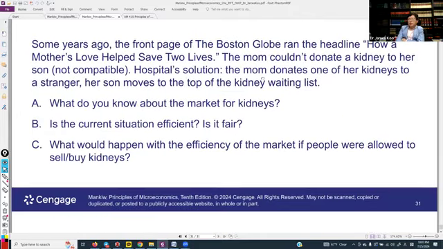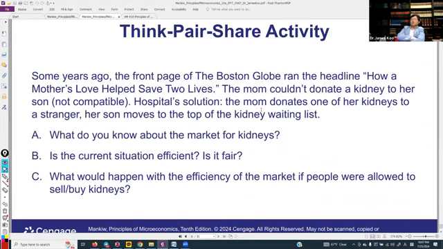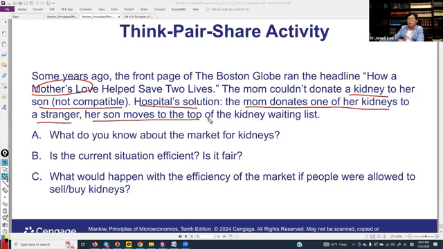Thinking about pure sheer activity. Some years ago, the front page of the Boston Globe ran the headline, How a mother's love helped save two lives. What does it mean? The mother could not donate a kidney to her son because they were not comparable. The hospital's solution: the mom donates one of her kidneys to a stranger, and her son moves to the top of the kidney waiting list. The receiver and the donor are comparable.